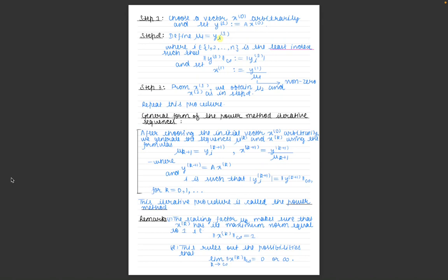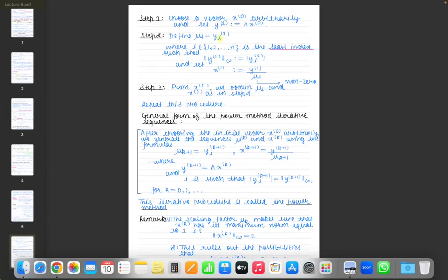And then set x1 to be this y1 upon mu1. Okay. Now mu1 will be non-zero. Why? See, mu1 is y_i of 1, where I is the index where y attains its supremum value, the modulus of the coordinate. Now if mu1 is 0, which means y1 sup norm is 0, and this is possible if and only if y1 is 0. And this means A x0 is 0, which means we are starting with 0 as an eigenvalue. But we'll see that it is not possible.